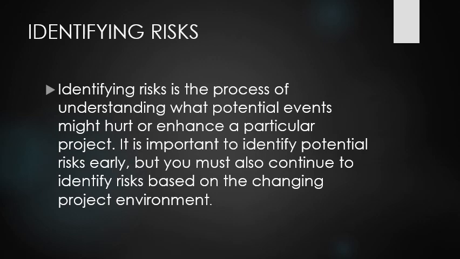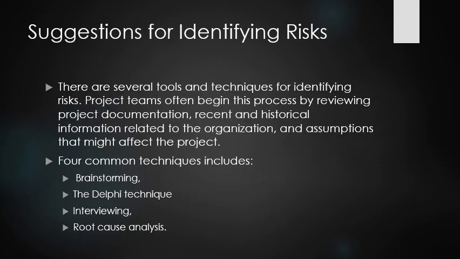It is important to identify potential risks early, but you must also continue to identify risks based on the changing project environment. Also remember that you cannot manage risks if you do not identify them first. By understanding common sources of risk and reviewing the project planning documents, activity cost and duration estimates, the scope baseline, stakeholder register, project documents, procurement documents, enterprise environmental factors, and organizational process assets, project managers and their team can identify many potential risks. There are several tools and techniques for identifying risk.